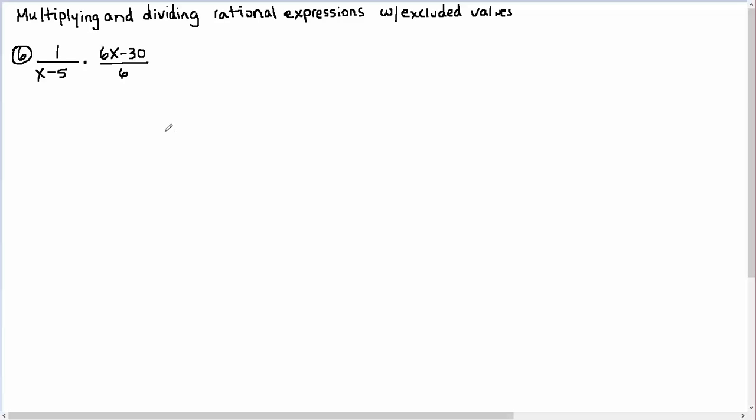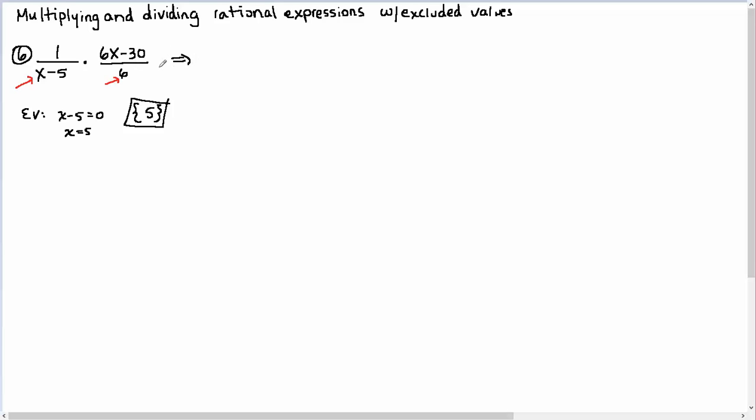Alright, this video is part 2 of multiplying and dividing, and the excluded values are going to come from the denominators. So this 6 is not going to give us anything, but the x minus 5 is. So the excluded value for the x minus 5 part, set it equal to 0, x equals 5. So 5 is the only value that the variable x can't be.